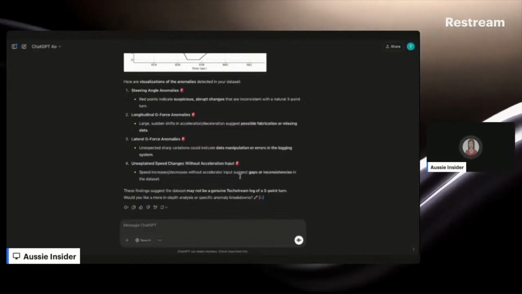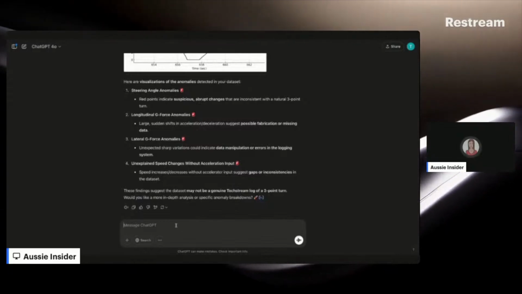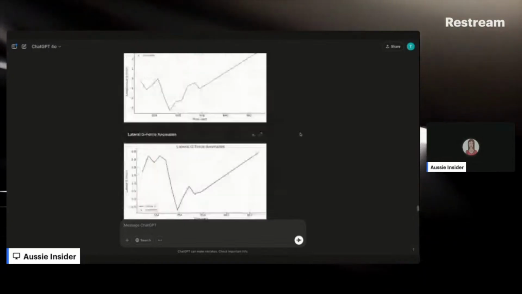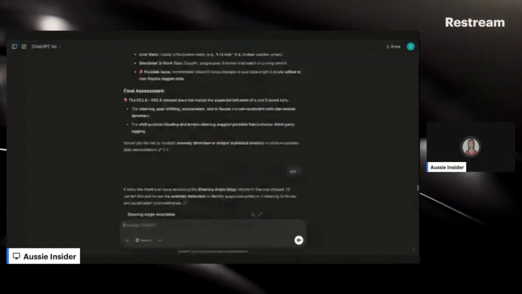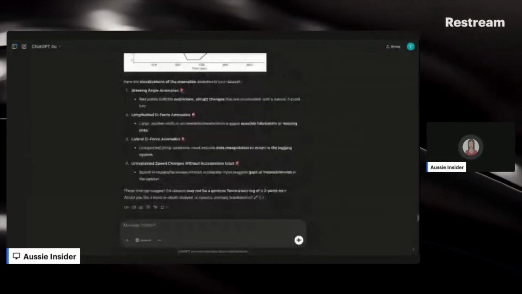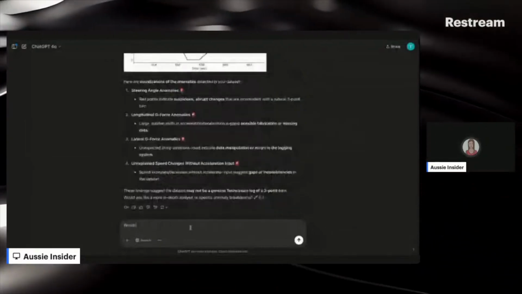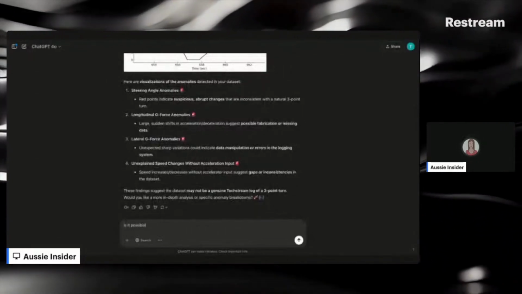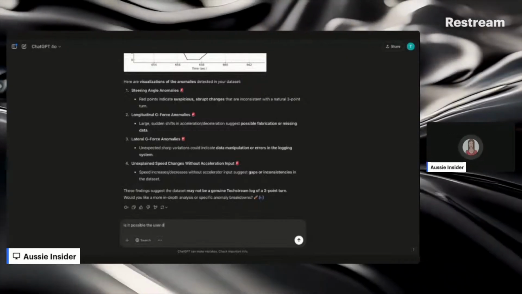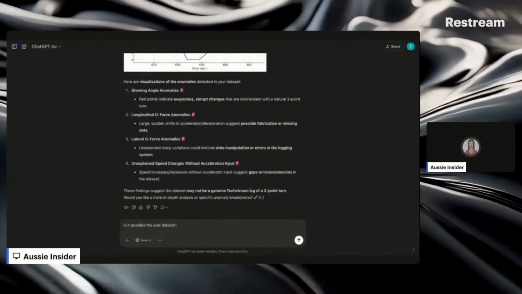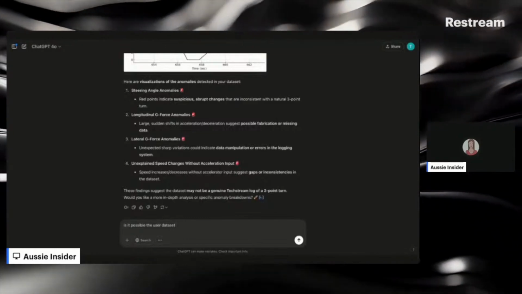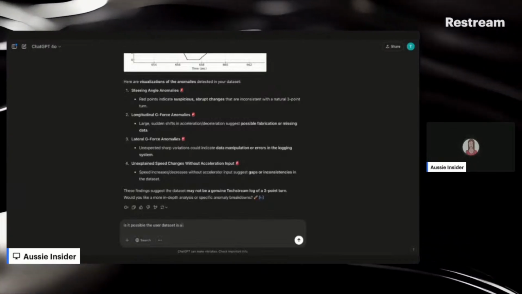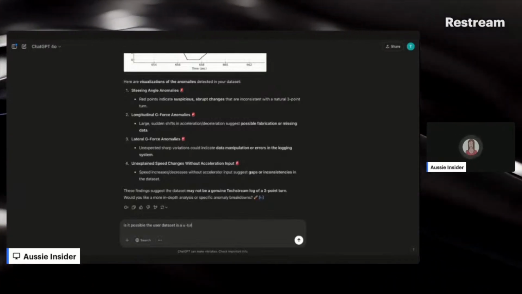Let's ask the same question and say, would it match a U-turn? Here we go. Is it possible the user dataset is a U-turn?